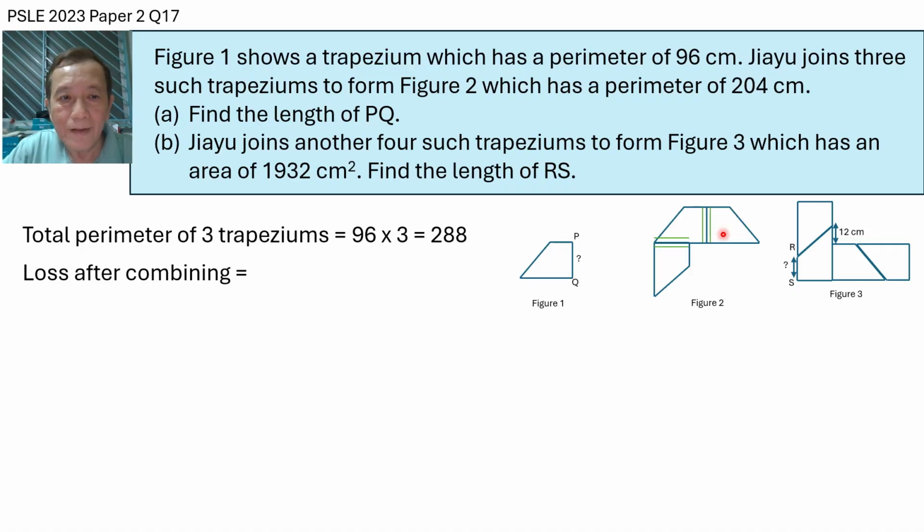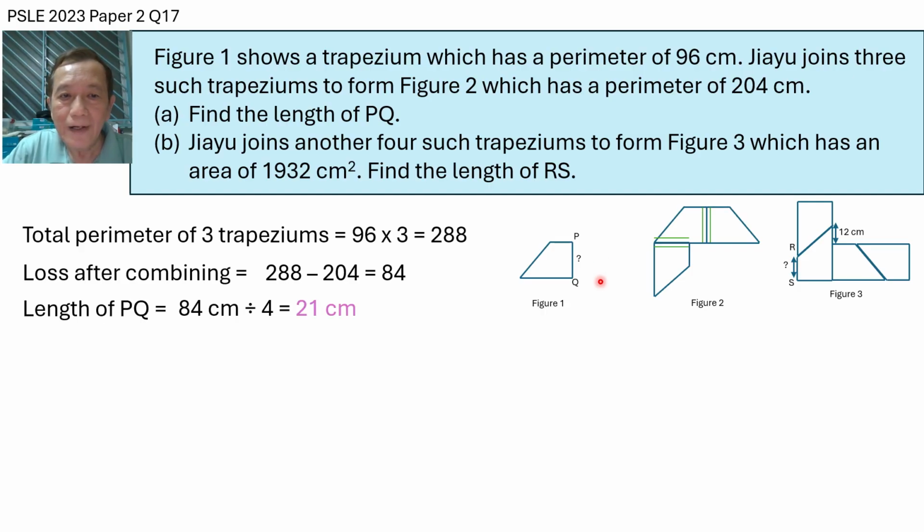So 288 minus 204 equal 84. 84 is the total length of the four green lines, which happen to be PQ. So length of PQ equal 84 cm divided by 4 equal 21 cm. And we have our first answer.